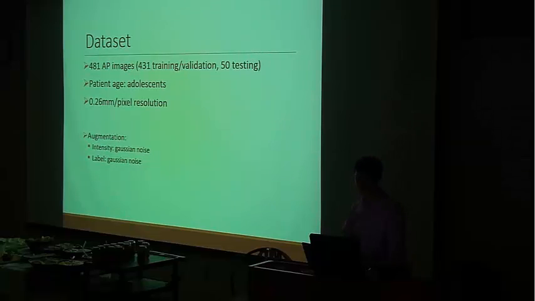So for the first paper, on the direct estimation of spinal landmarks, we use a data set of 481 AP, so front to back, images, divided into a training validation set, as well as holding out 50 images for testing. And these images are taken from adolescents at an image resolution of 0.26 millimeters per pixel.